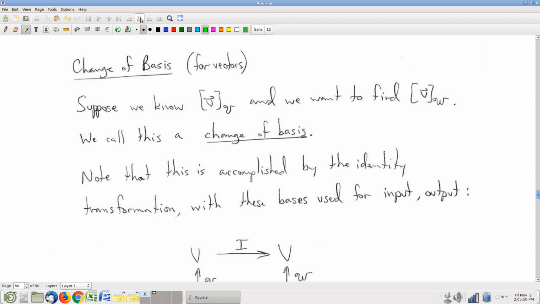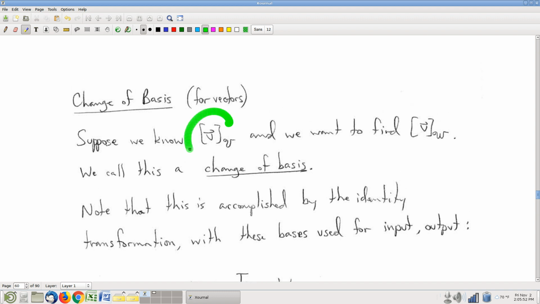Okay, so change of basis. Here's a very reasonable thing to want to do. Suppose I have a vector written with respect to some basis. I know the coordinates of this vector with respect to the V basis. And suppose that while that's all well and good, I need to represent that vector with respect to a different basis.